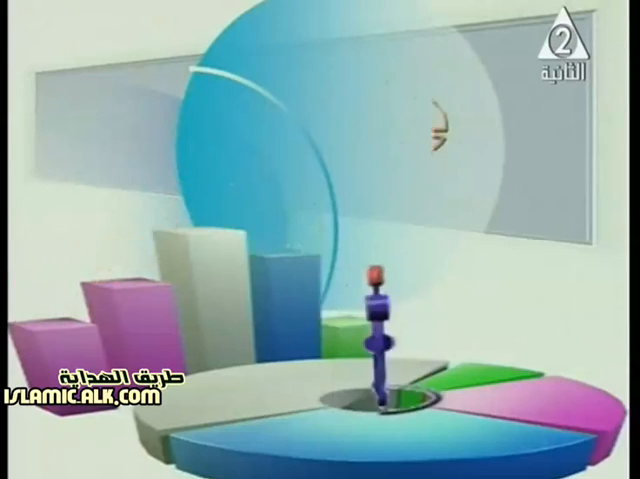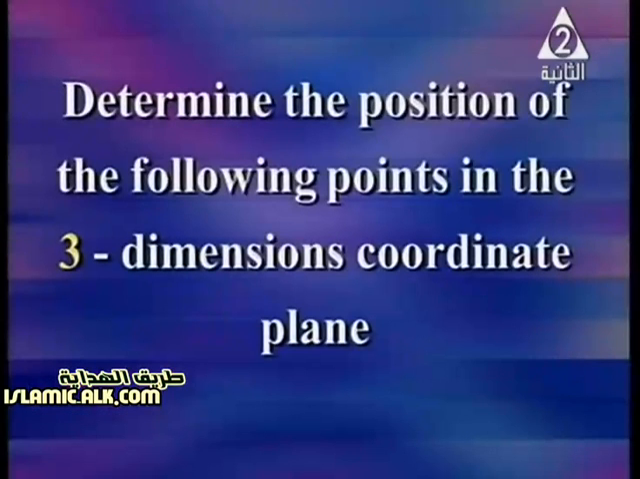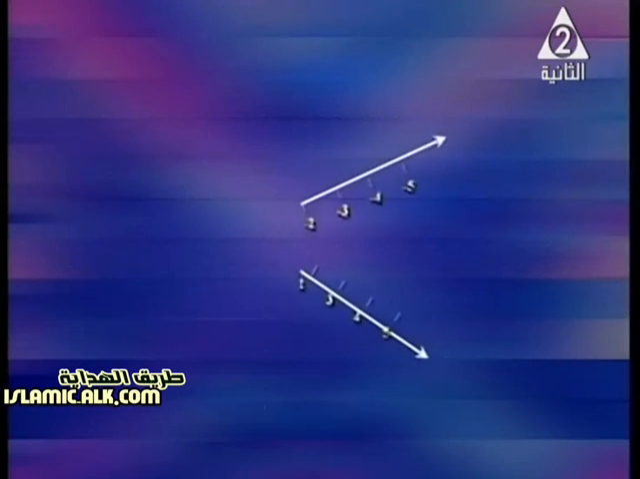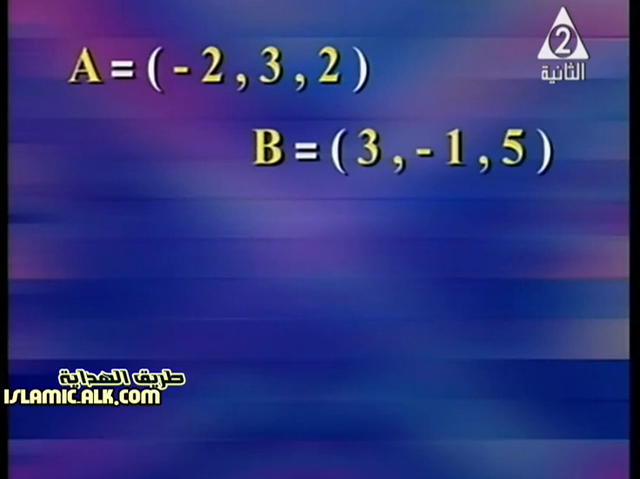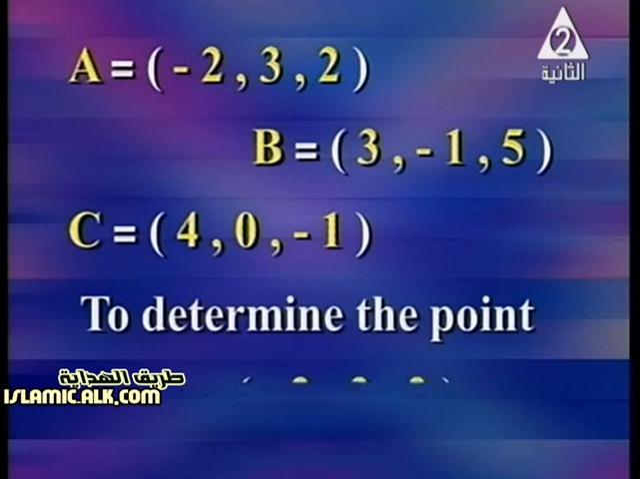Look at the example. Dear student, determine the position of the following points in the 3 dimensions coordinate system. Look at the point A (-2, 3, 2). Point B (3, -1, 5). Point C (4, 0, -1).